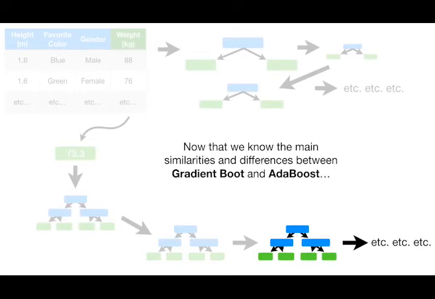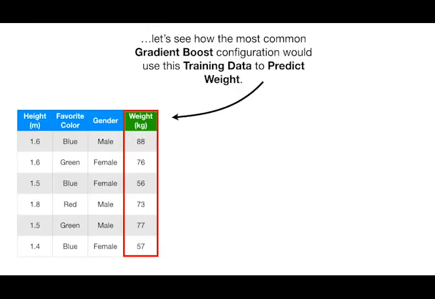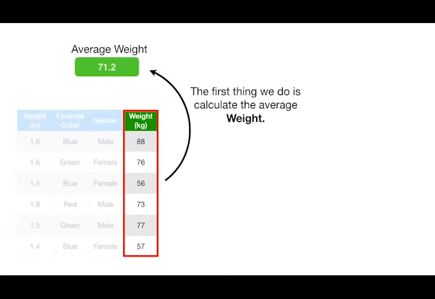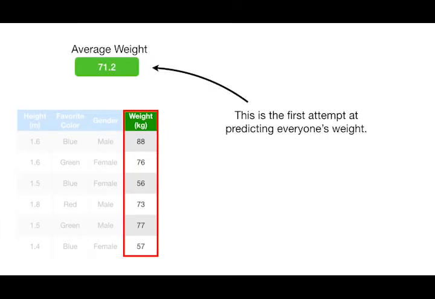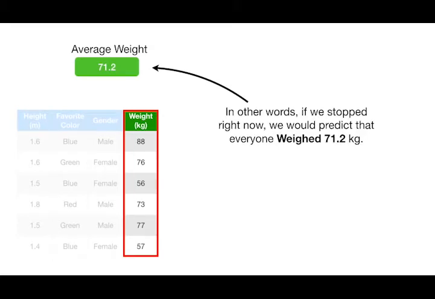Now that we know the main similarities and differences between Gradient Boost and AdaBoost, let's see how the most common Gradient Boost configuration would use this training data to predict weight. The first thing we do is calculate the average weight. This is the first attempt at predicting everyone's weight. In other words, if we stopped right now, we would predict that everyone weighed 71.2 kilograms. However, Gradient Boost doesn't stop here.